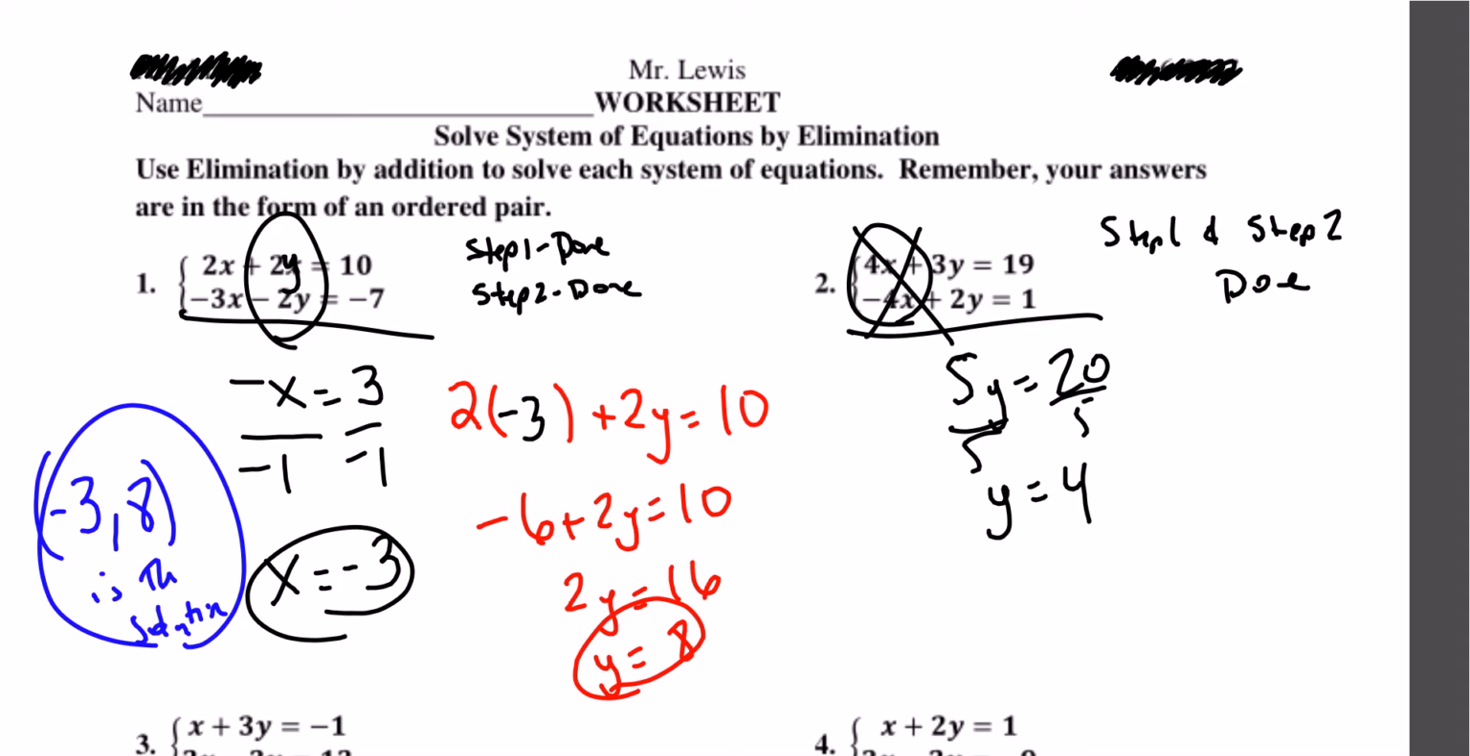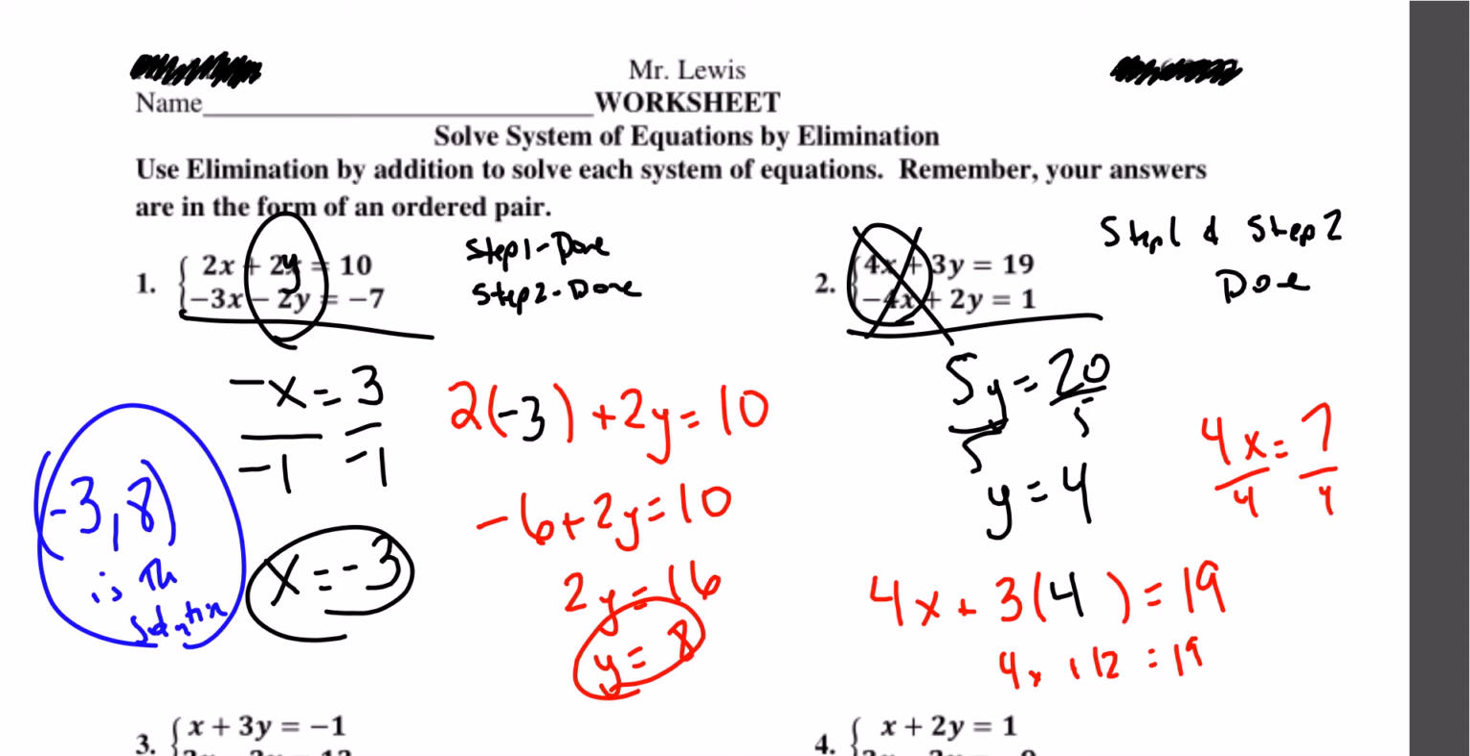I'm going to take that 4, I'm going to plug it in to the original problem. I'll pick the top. It doesn't matter if you pick the top or the bottom. So I'm going to have 4x plus 3, but instead of y, I'm going to put 4 equals 19. So the y is 4. Now I just have to solve. So I'm going to have 4x plus 12 equals 19. I subtract 12 from both sides. I get 4x equals 7. I divide by 4, divide by 4. I get x equals 7/4, or 1 3/4, or 1.75.